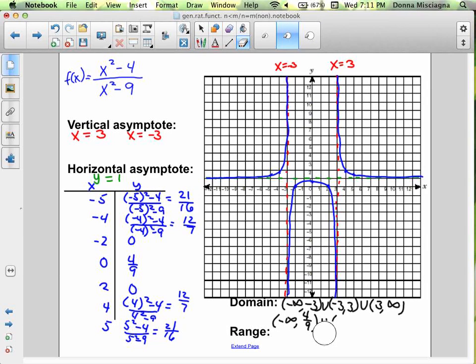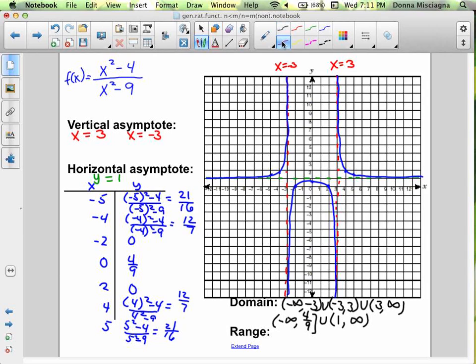And actually, let me fix one thing on this range here. The one thing is that the function does go through the 4/9. Because it does go through that value, we'll use a bracket. Right? And then we'll have a parenthesis because the graph does not cross the horizontal asymptote. So 1 to infinity, and there we go.